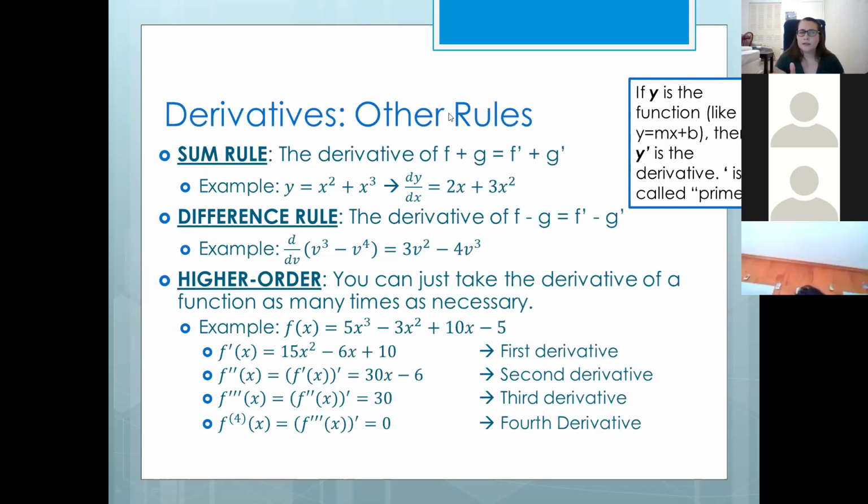Hopefully that makes sense. Do you guys have any other questions about this slide, the sum rule, the difference rule, or the higher order derivatives before I move to the next slide? Okay, great, Marco, that answered your question. Awesome.